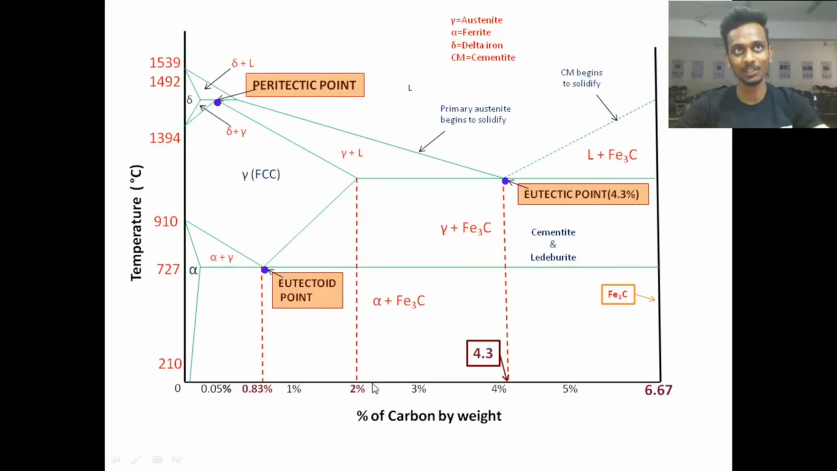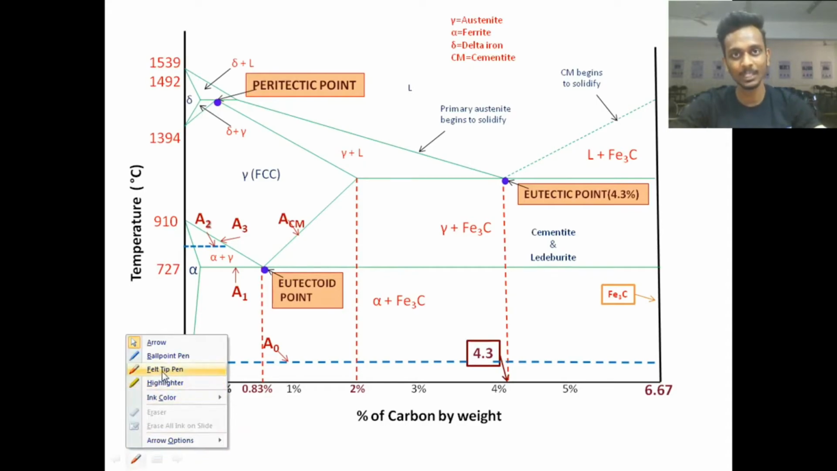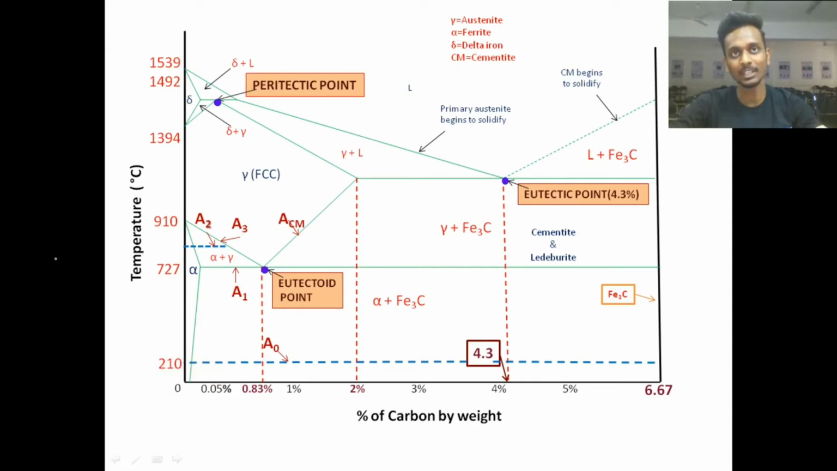Thank you. Hello. Myself critical temperature. I am that at which the phase changes occur during heating and cooling in an equilibrium diagram. Me and the temperature at which magnetic property changes are denoted by symbols in the equilibrium diagram. I form six types, which are A0, A1, A2, A3, ACM and A4 critical temperature.